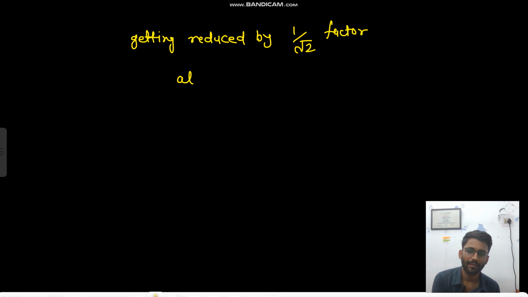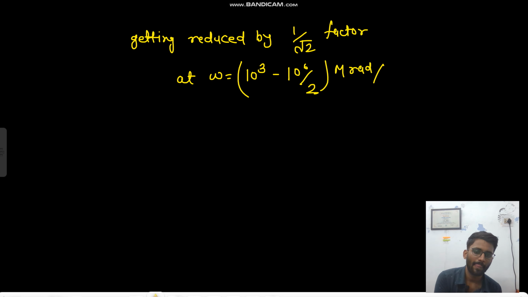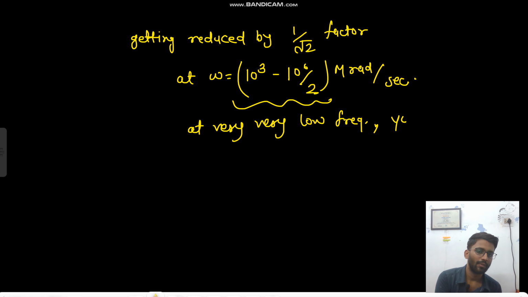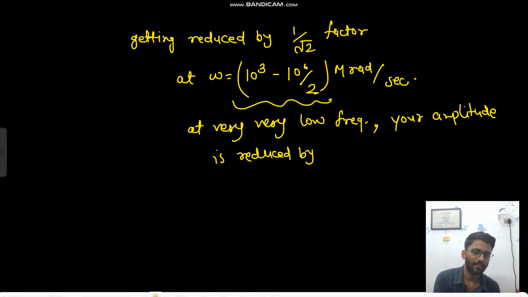Getting reduced by 1 by root 2 factor at omega equals 10 to the power 3 minus 10 to the power 6 by 2 mega radian per sec. Like at very low frequency, your amplitude is reduced by 1 by root 2 factor. Okay, at very low frequency.